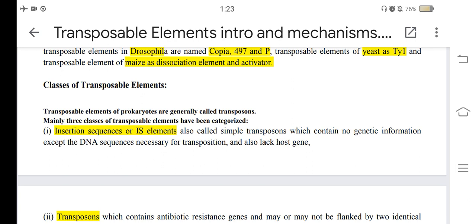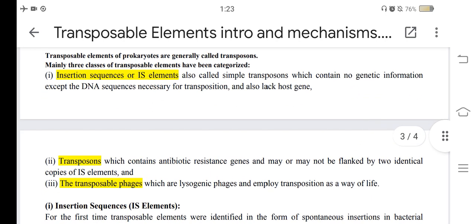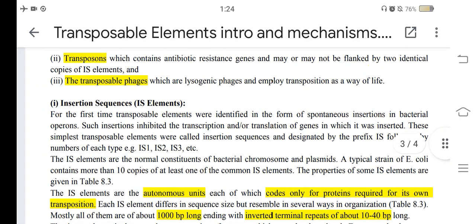Transposable elements of prokaryotes are generally called transposons. Mainly three classes of transposable elements have been categorized. Insertion sequences or IS elements, also called simple transposons, contain no genetic information except the DNA sequence necessary for transposition and also lack host genes. Transposons, which contain antibiotic resistance genes and may or may not be flanked by two identical copies of IS elements, and the transposable phages that are lysogenic phages and employ transposition as a way of life.